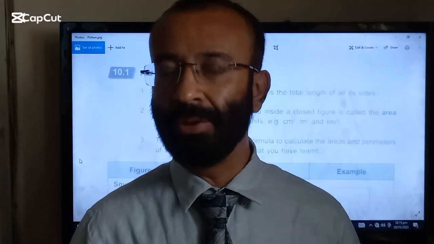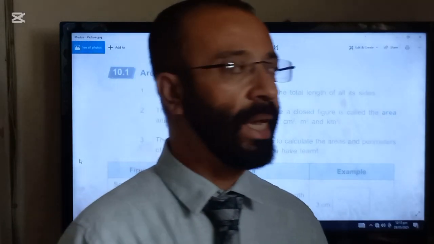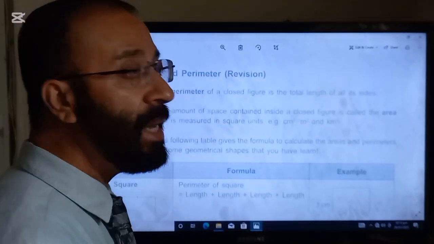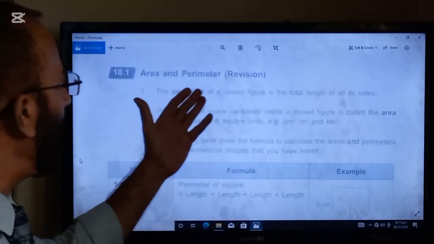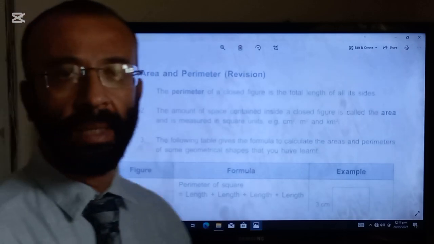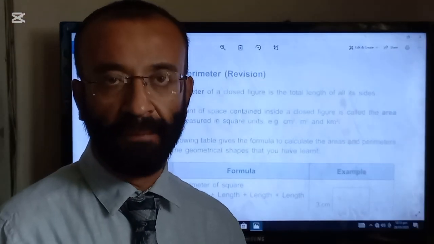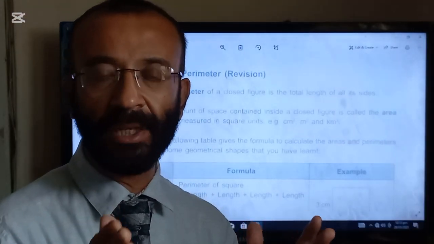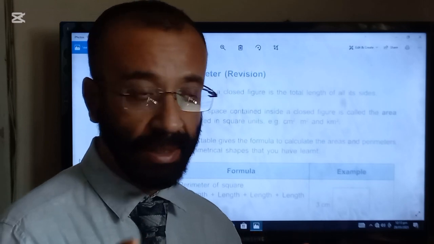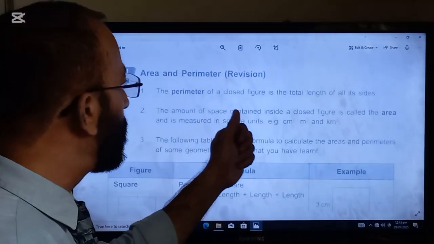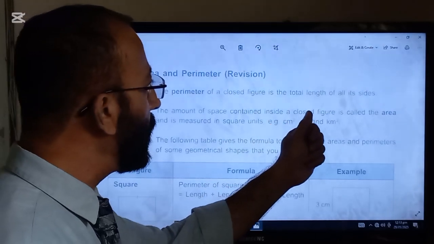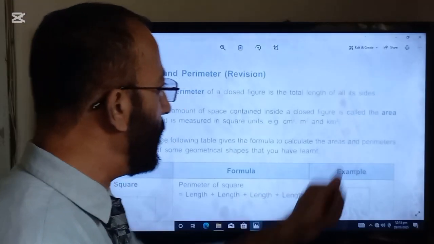Good morning, students. Today we are going to start another very important topic in D Mathematics O Levels. And the topic is area and perimeter. The points and concepts which you people require to understand and learn are: the perimeter of a closed figure is the total length of all its sides.